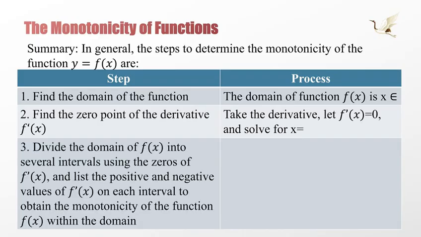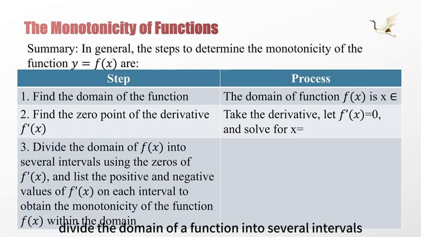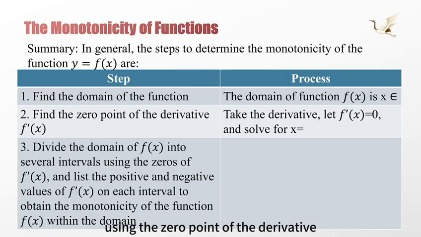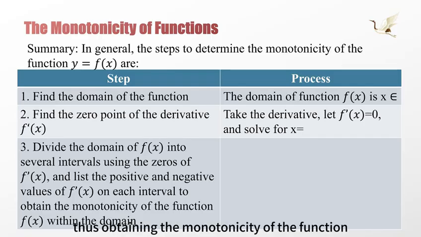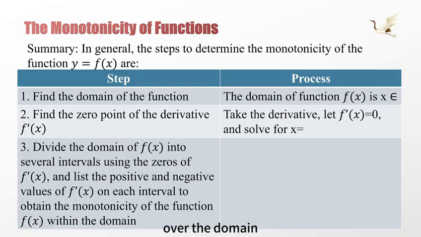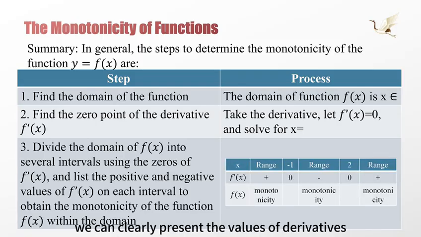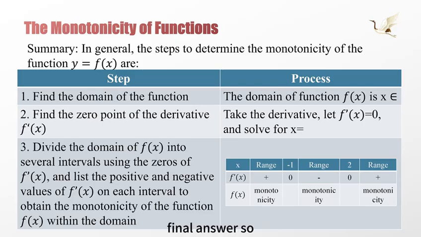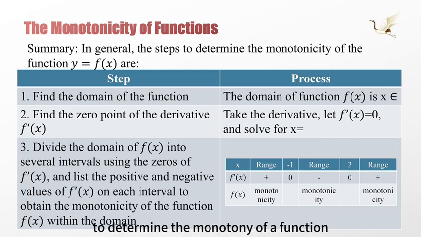Step 3. Divide the domain of the function into several intervals using the zero points of the derivative, and provide the sign of the derivative on each interval through a table, thus obtaining the monotonicity of the function over the domain. Through the table, we can clearly present the values of derivatives and the monotonicity of the corresponding functions at different positions. Finally, state the answer.